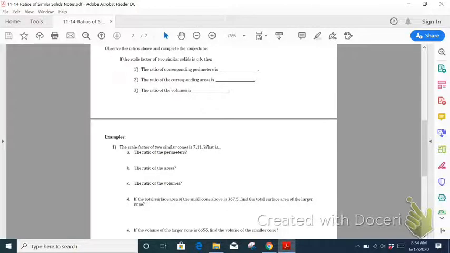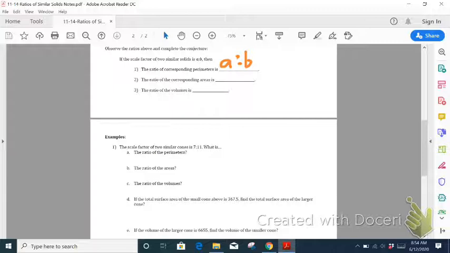Just to recap what we learned in the previous video, what we saw in those two examples is that when you have similar figures, if you know the scale factor of similar solids is A to B, then the ratio of perimeters is also going to be A to B. So the scale factor is equal to the ratio of perimeters, or the ratio of any two sides, because they both represent lengths. They're both measured in units.